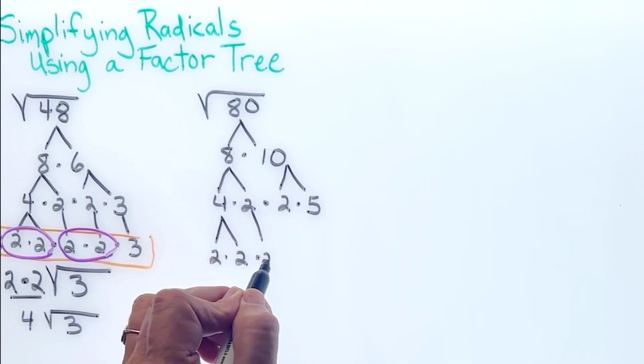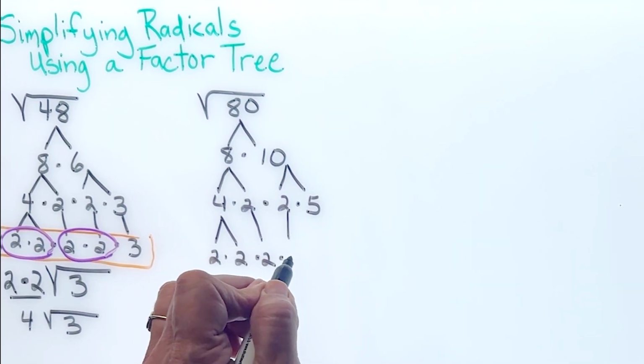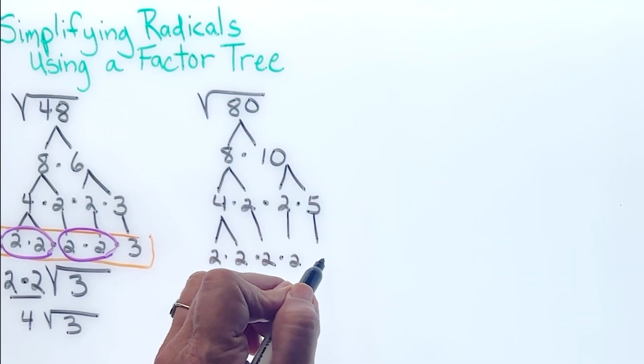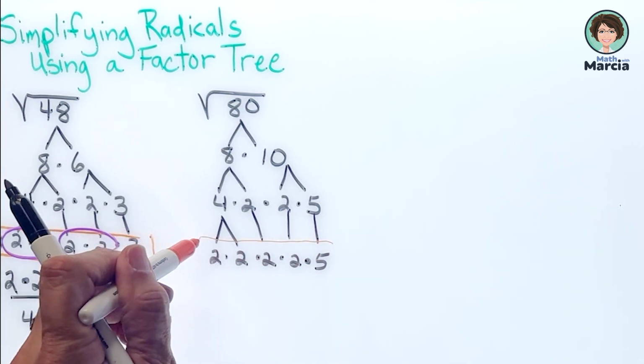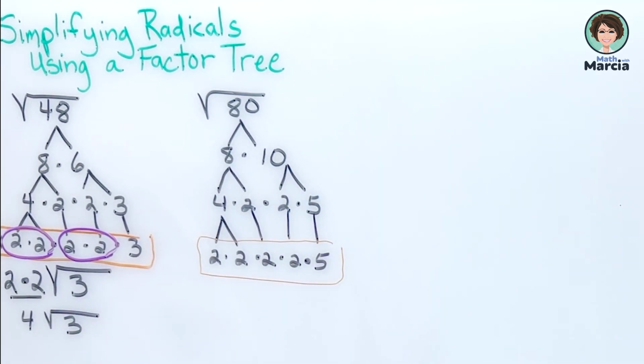I'm bringing this 2 down. You bring down all of your prime numbers from up above, so you have them all in one line. And now from this prime number row, I'm looking for pairs. So I know what I can go ahead and take out of the radical sign.